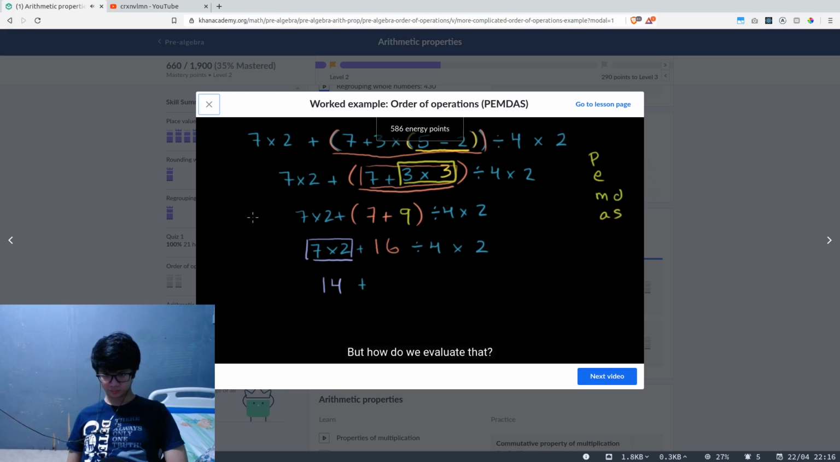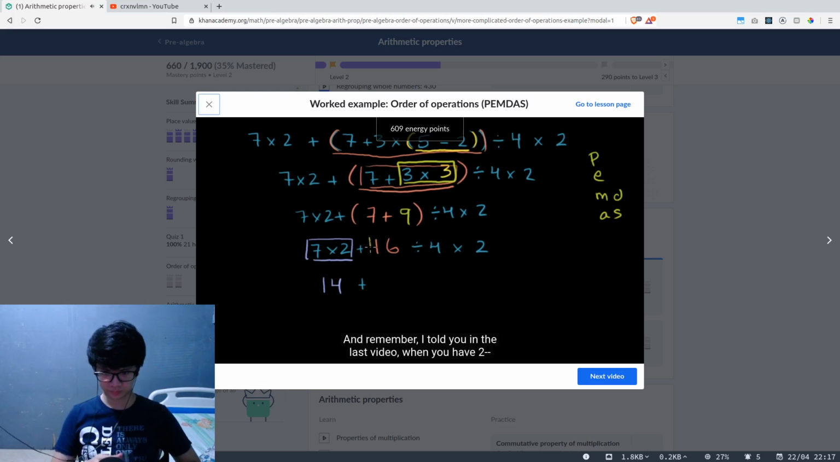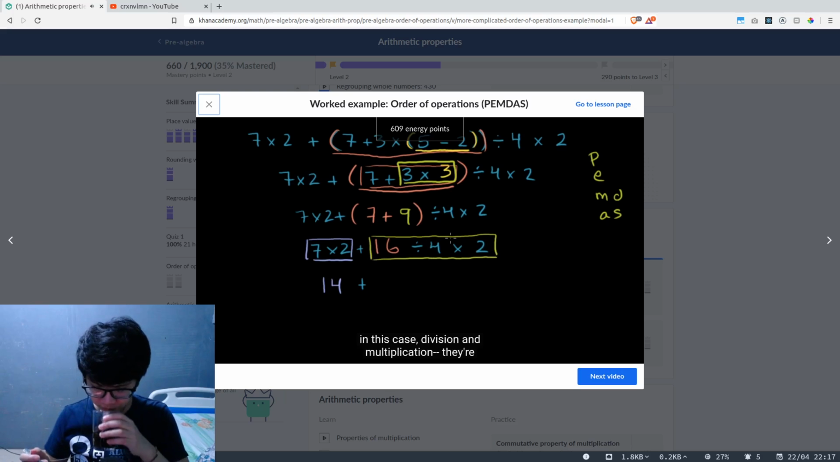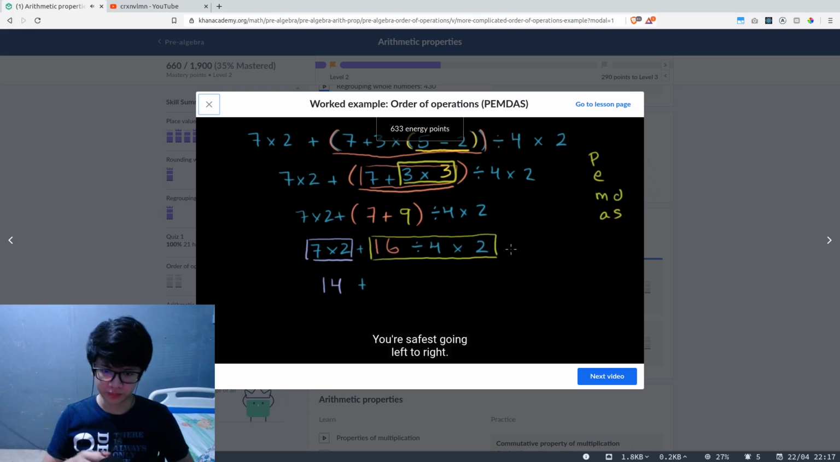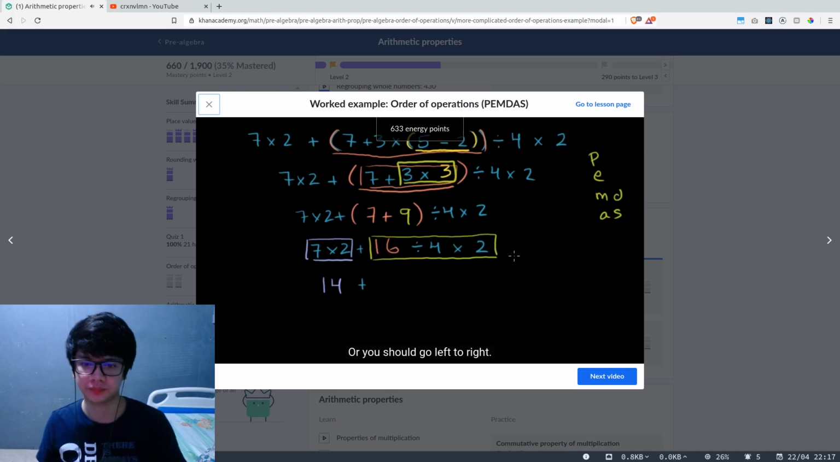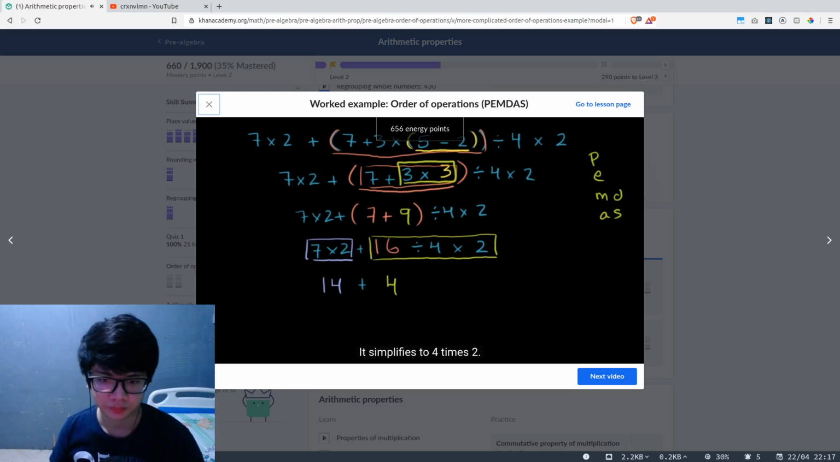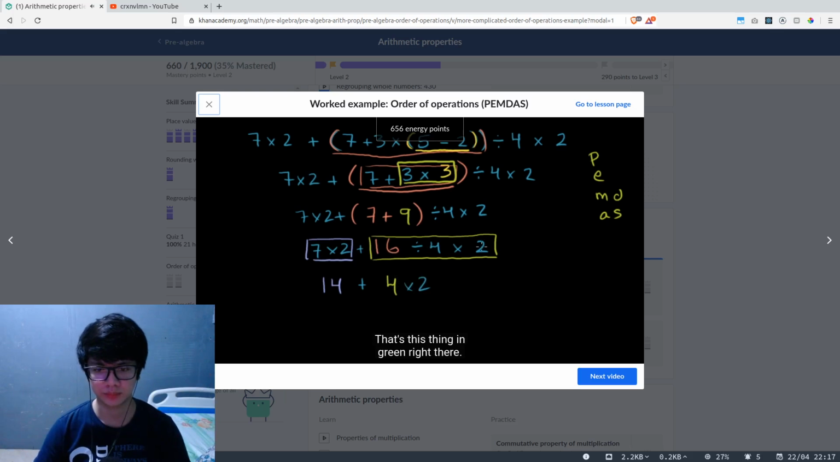But how do we evaluate that? Do we do the division first? Do we do the multiplication first? And remember, I told you in the last video, when you have multiple operations of the same level, in this case division and multiplication, you're safest going left to right. So you do 16 divided by 4, which is 4. So 16 divided by 4 times 2 simplifies to 4 times 2. That's this thing in green right there.